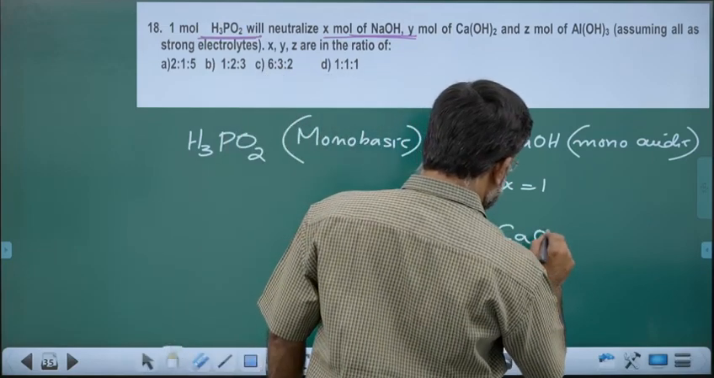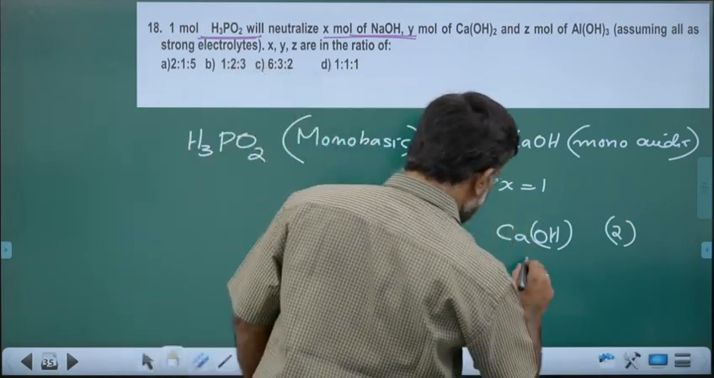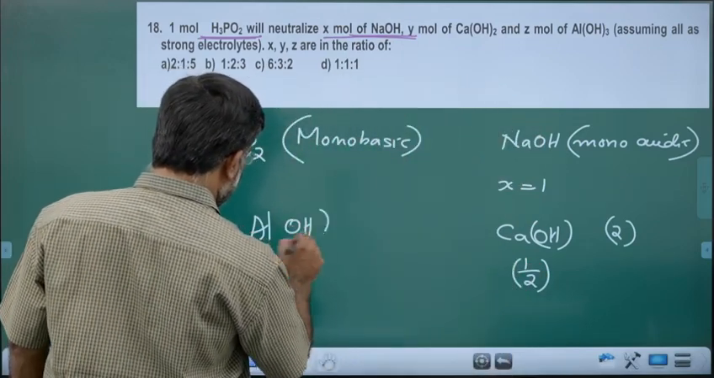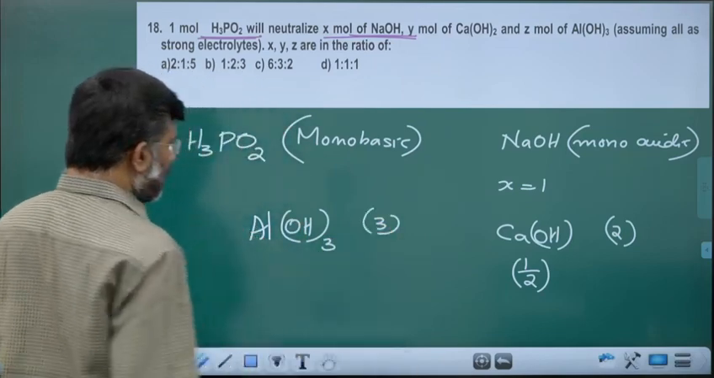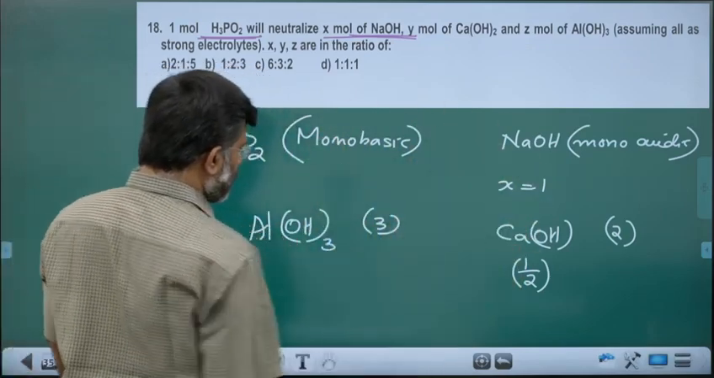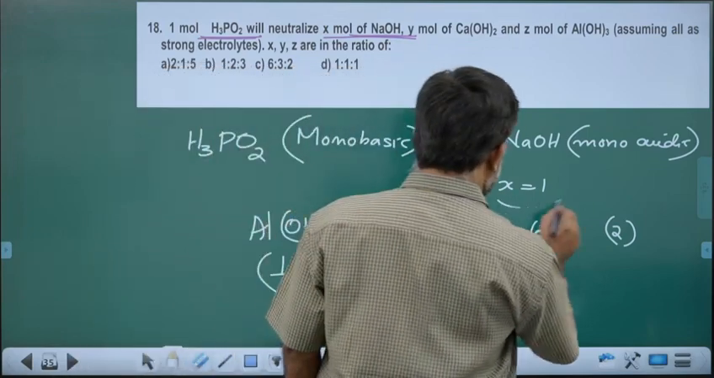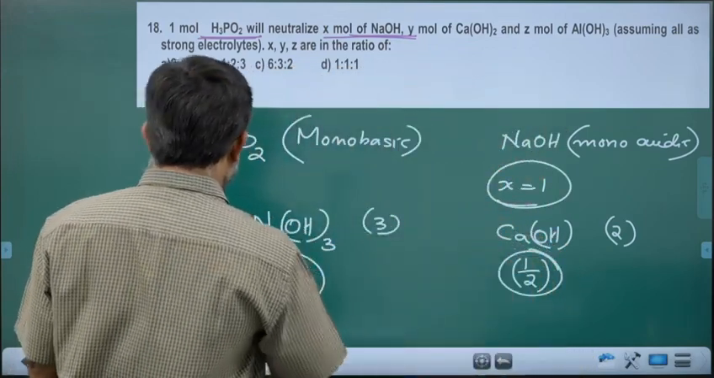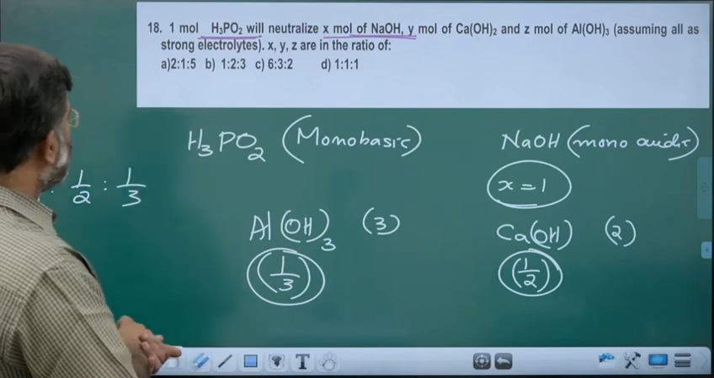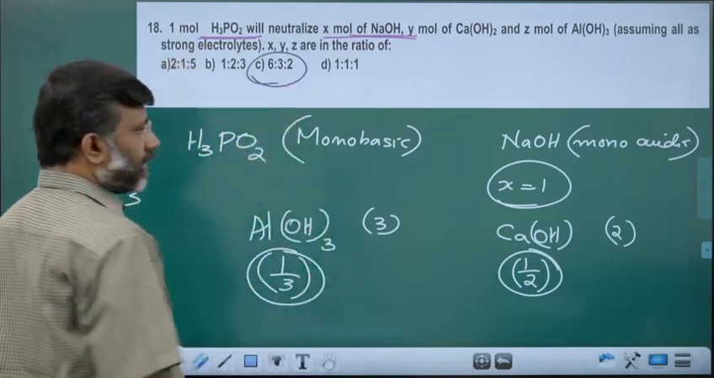While calcium hydroxide is a diacidic base. So how much will they react? They will react 1:1/2. While aluminum hydroxide, even though amphoteric, is tribasic in nature. So how much do they react? They react in 1:1 ratio, 1:1/2 ratio, 1:1/3 ratio. So what is the ratio between these three? 1:1/2:1/3. What is the answer? Option C. 1:1/2:1/3 means 6:3:2.